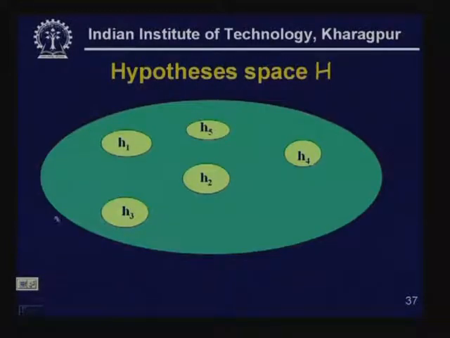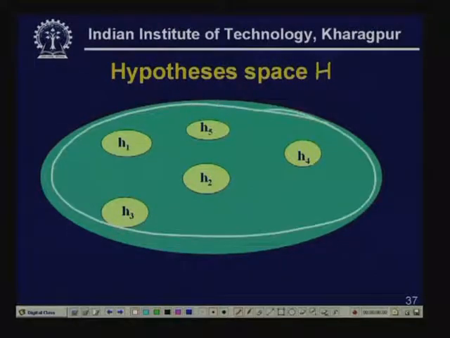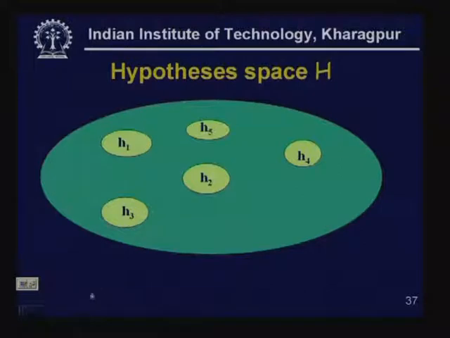So, this is an example of a hypothesis space. In this hypothesis space, there are a large number of hypotheses. For example, H1, H2, H3, H4, H5, these are some of the hypotheses in this hypothesis space, and we want to select the best of these, the best hypothesis in this hypothesis space.